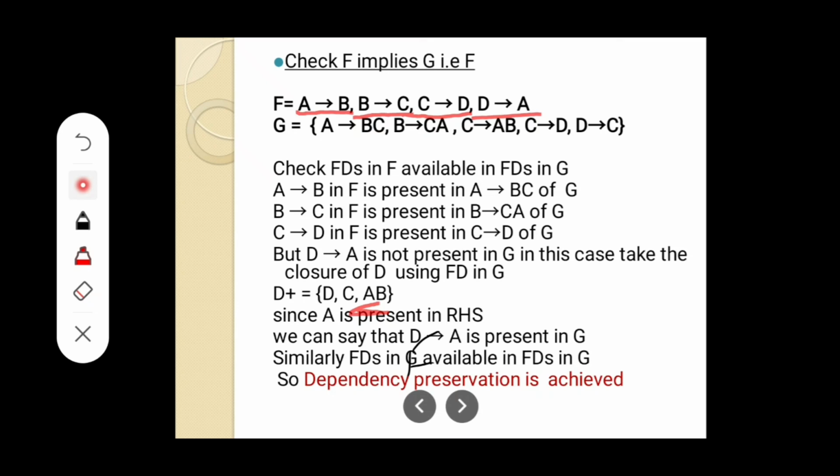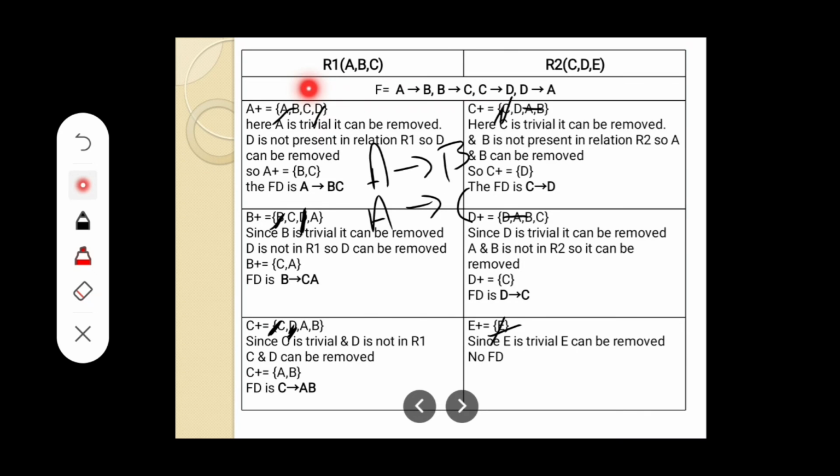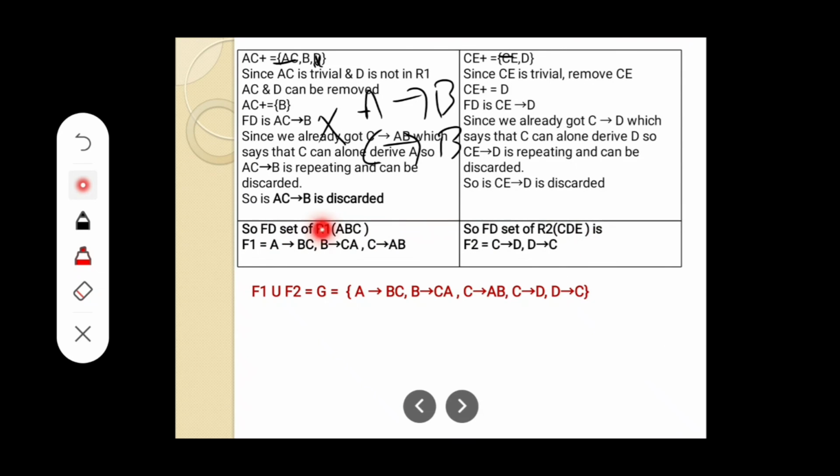Clear? So this is a lengthier process. We have to take each of the decomposed relations, and then we have to take the subset of each of the attributes. We take the closure of the subset of each of the attributes, and we will try to derive the functional dependencies for each of the closures. If any of the functional dependencies are repeating, we will discard it. Finally we will take the union of the functional dependencies of relation R1 and R2.